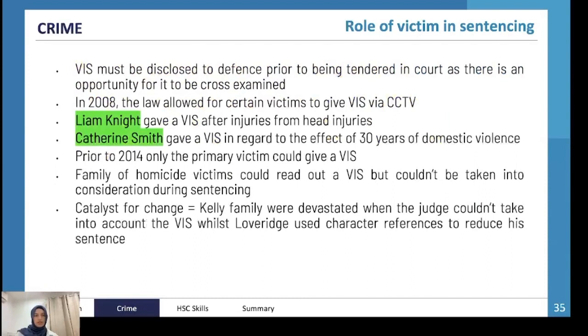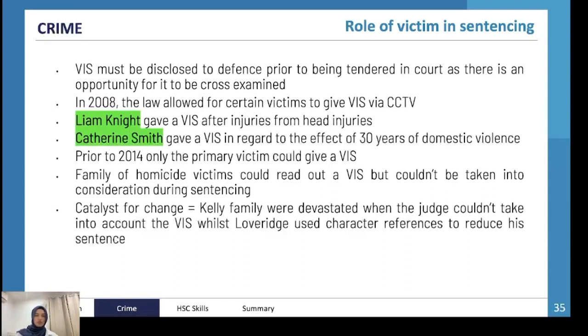So we've got some cases that we can run through. Victim impact statements must be disclosed to defense prior. In 2008, the law allowed for certain victims to give the victim impact statements via CCTV. Liam Knight gave a victim impact statement after suffering injuries to the head.